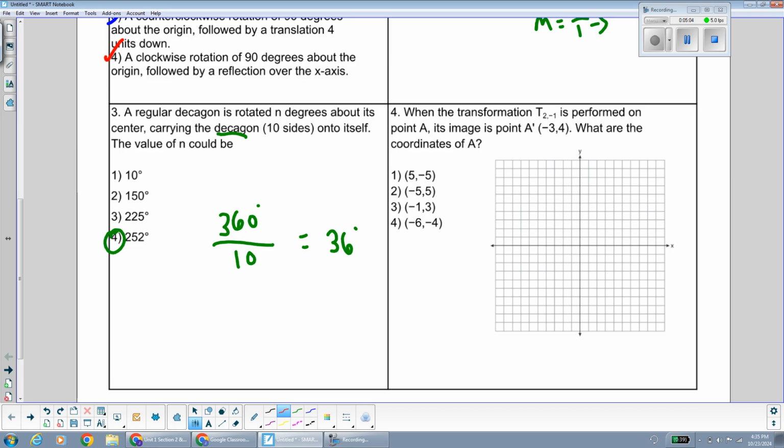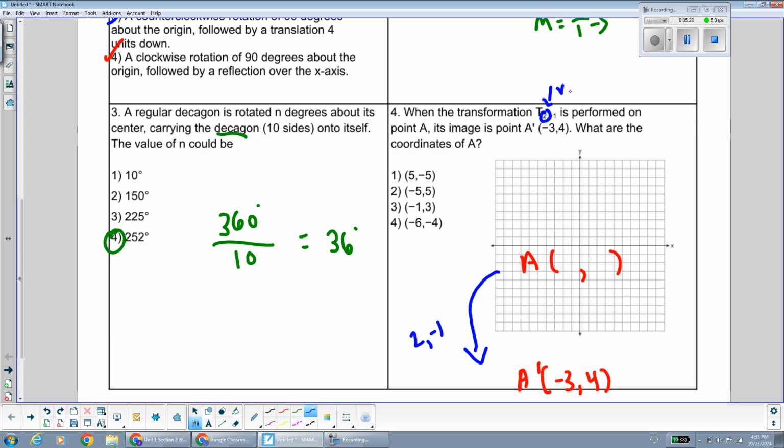For the next one, I'm not even going to use the graph. You can use it if you want to. It's here. But our ending point is negative 3, 4. We're looking for our starting point. To get from the starting to the ending point, we did a translation of 2 to the right and 1 down.